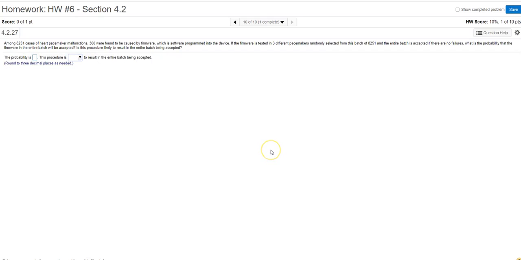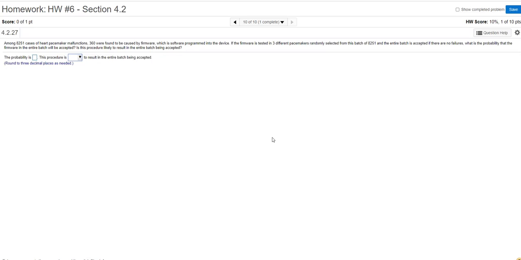Now this one, we're going to apply something called the 5% rule. And to be honest, I don't know why they don't apply the 5% rule in the previous example. I should write Triola a question about that. But in this one, we're going to apply the 5% rule. So this one says, I'm going to write these numbers down, 360 failures. There's 360 firmware failures out of 8251.